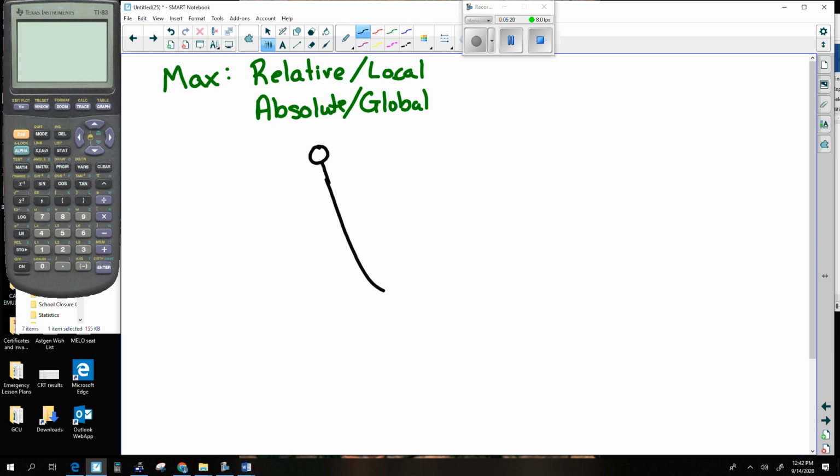So what do you say in a situation that has this? Identify all the relative and absolute maxes and mins. Important pieces are obviously the endpoints and all the tops and bottoms in between. So this right here is nothing. It's not a point. Nothing exists there.